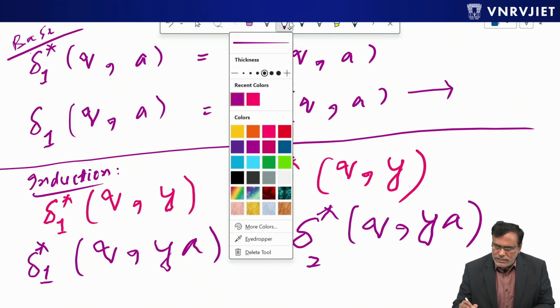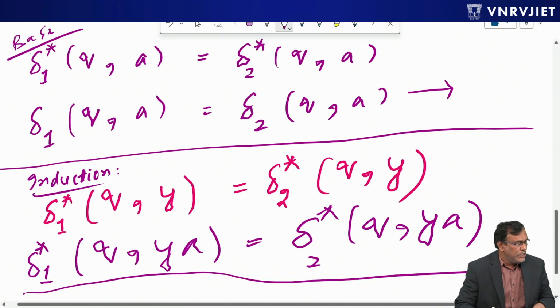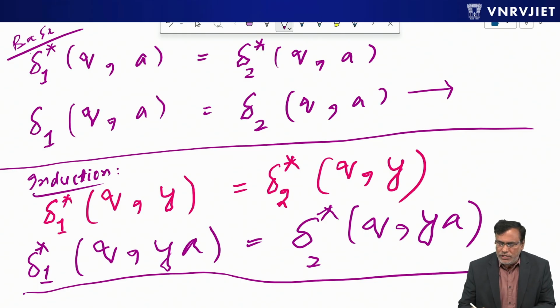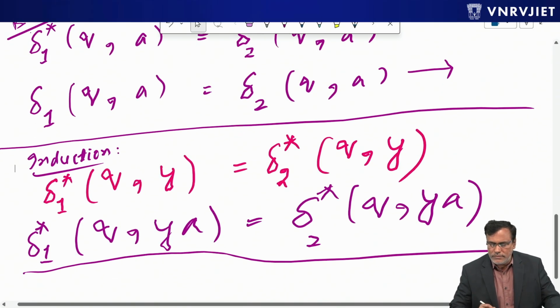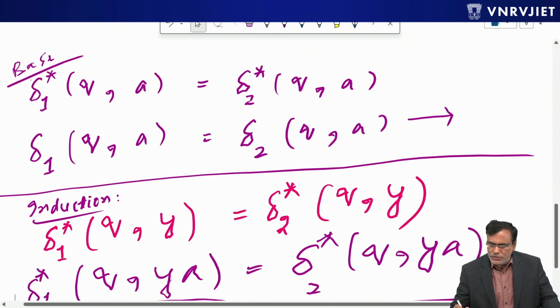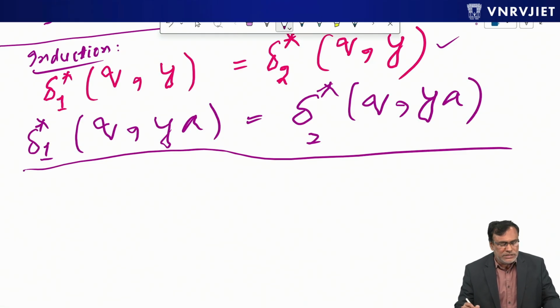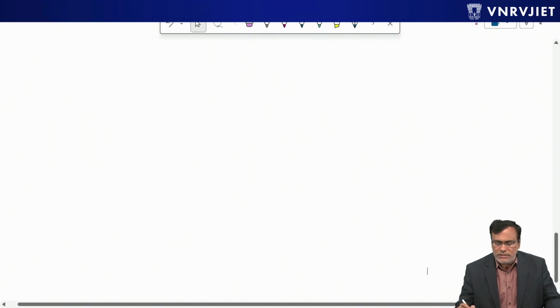Let us consider the left hand side part. That is delta 1 star of QYA. You know delta 1 is the transition function of NFA, and delta 2 is the transition function of epsilon NFA. I made one assumption, that delta 1 star of QY is delta 2 star of QY, and if this is true, then I have to prove that delta 1 star of QYA is equal to delta 2 star of QYA.